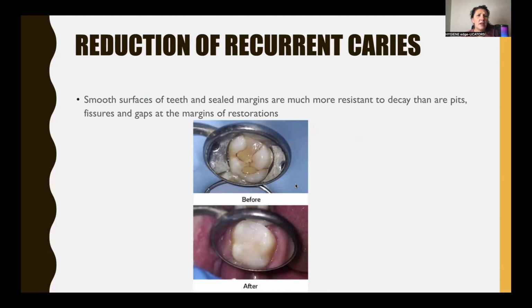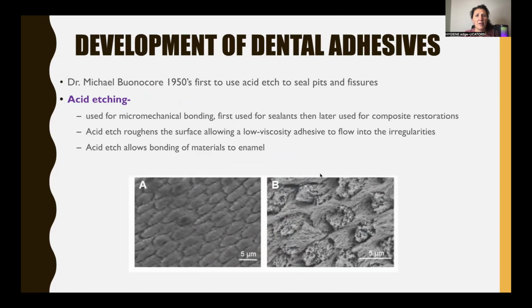What about reducing recurrent caries? This says here that the smooth surfaces of the teeth and sealed margins are much more resistant to decay than pits and fissures and gaps at the margins of restoration. So it makes it really important. You see all this microleakage, possibly from percolation, staying around that tooth structure, might get recurrent caries. We want to prevent that, and that's why we're using these structures.